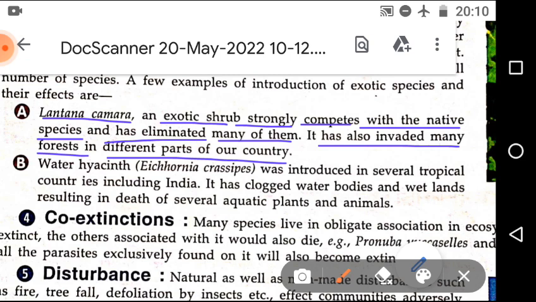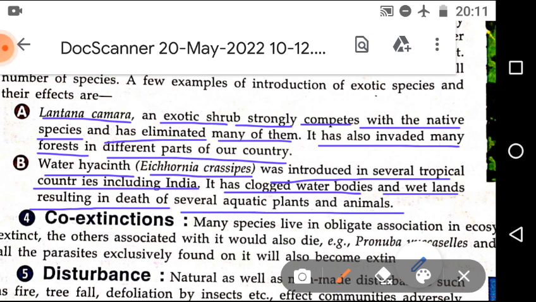Second invasive species is water hyacinth. In Bengali we say kochuripana. The scientific name of water hyacinth is Eichhornia crassipes. They were introduced in several tropical countries like India, done by the British at that time. From an invasive species point of view, they clog the water bodies and wetlands, resulting in the death of several aquatic animals and plants.